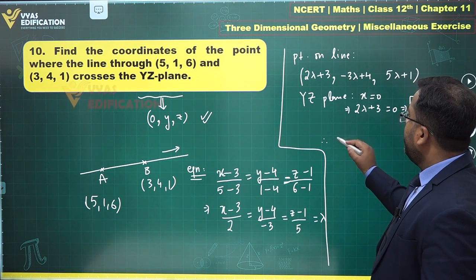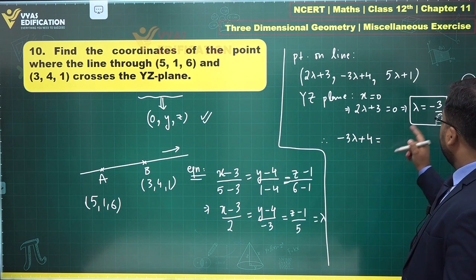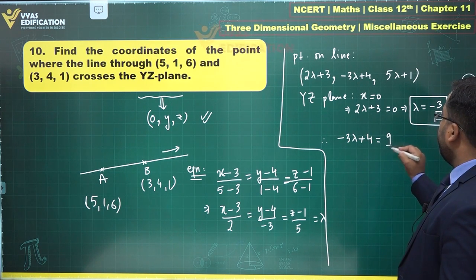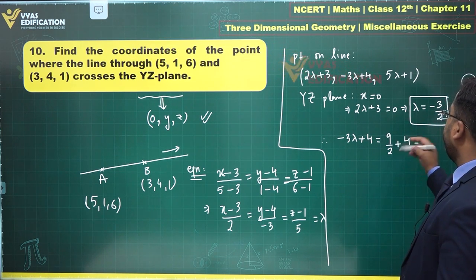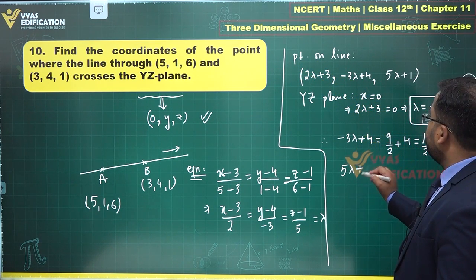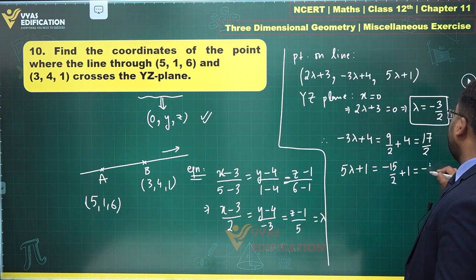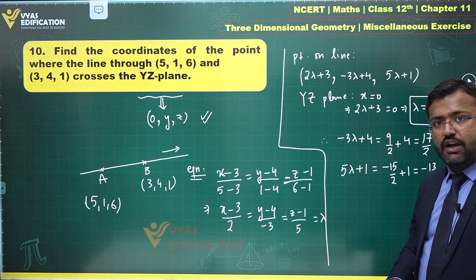Therefore, minus 3 lambda plus 4 will be equal to minus 3 into minus 3 is 9 by 2 plus 4. What does that become? 17 by 2. Then you have 5 lambda plus 1, which is minus 15 by 2 plus 1, which is minus 13 by 2. This is what you get.